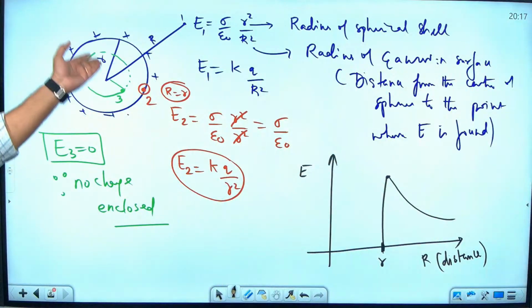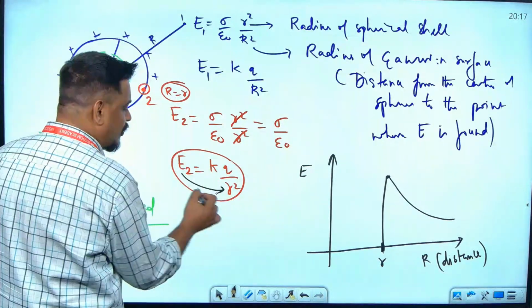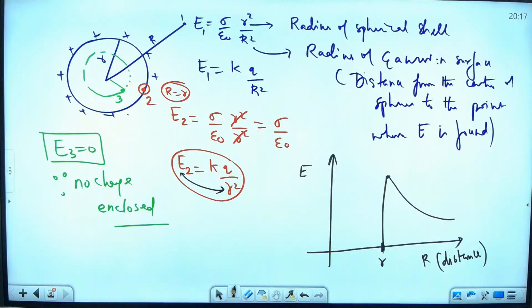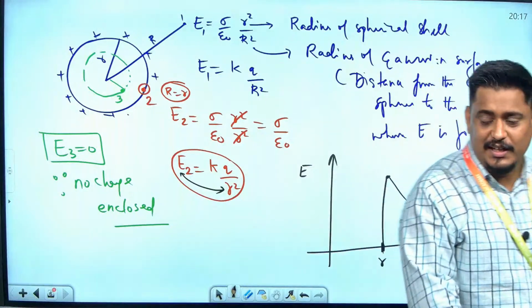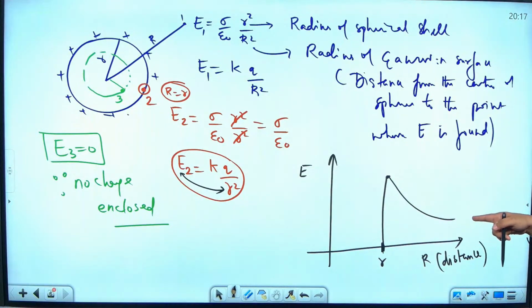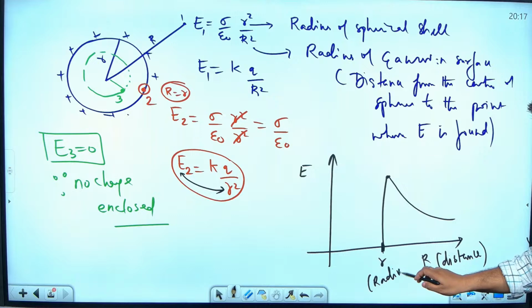Why am I drawing this graph? Why not a straight line? Because electric field is inversely proportional to the square of the distance, right? So it will be a parabolic curve only. I hope you are getting my point. If they ask you in the examination to draw the graph showing the variation of electric field for a charged spherical shell, this is the graph. And here small r is the radius.